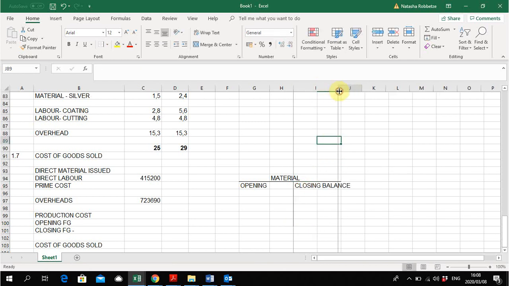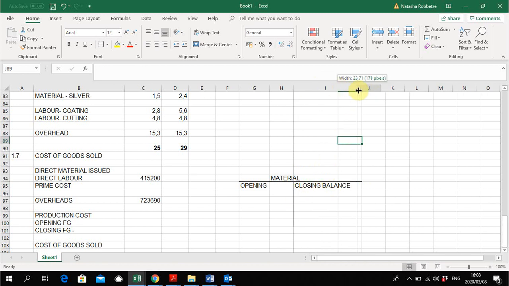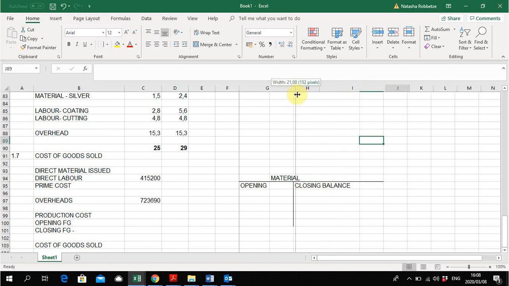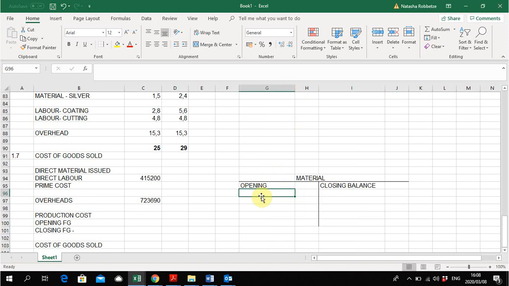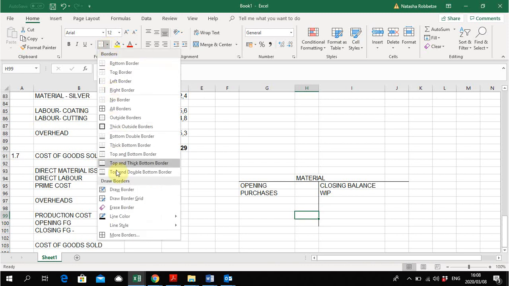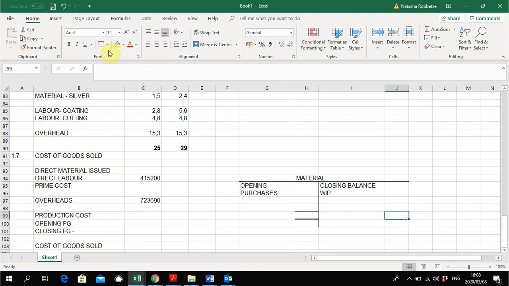And we just do that. We have a purchases, that is easy because we've already calculated that. And then we need work in progress, and that will be a balancing figure. So I'm just going to quickly draw some double lines here.